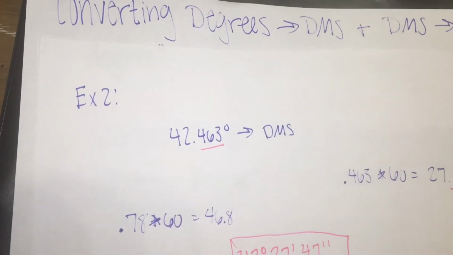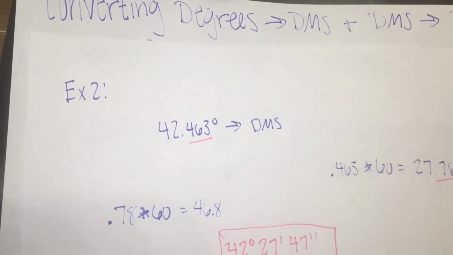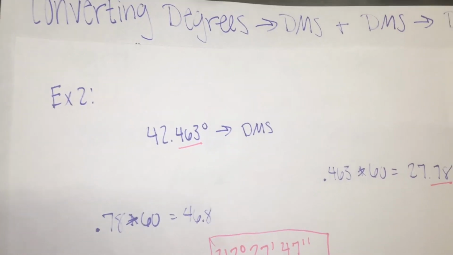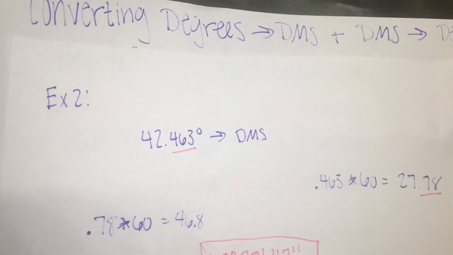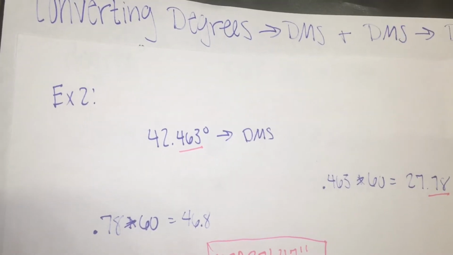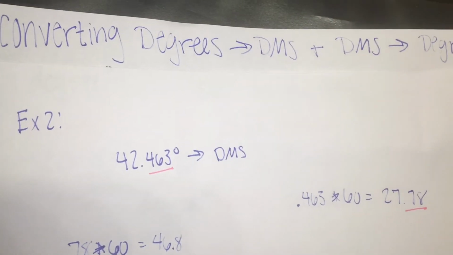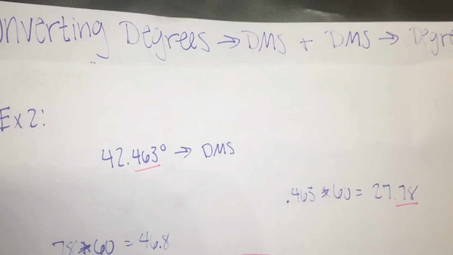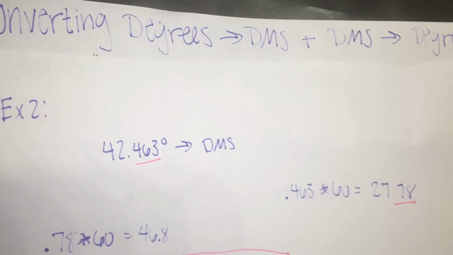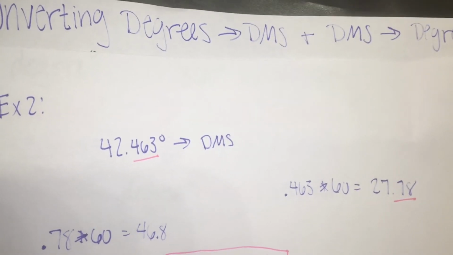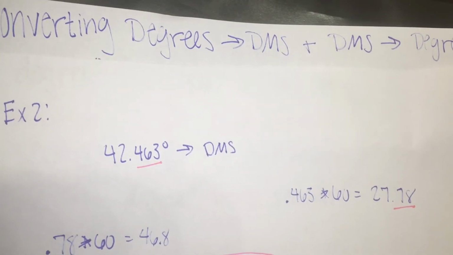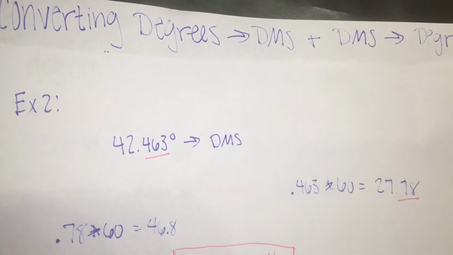In this next example, we'll be converting 42.463 degrees to degrees, minutes, and seconds. Once again, we're going to leave the whole number alone, which is 42, which is our degrees, and take the decimal, which is 0.463. We're going to multiply that by 60 to get 27.78. Once again, we're going to leave our whole number alone and just take the decimal. Now when we multiply 0.78 by 60, we get 46.8.